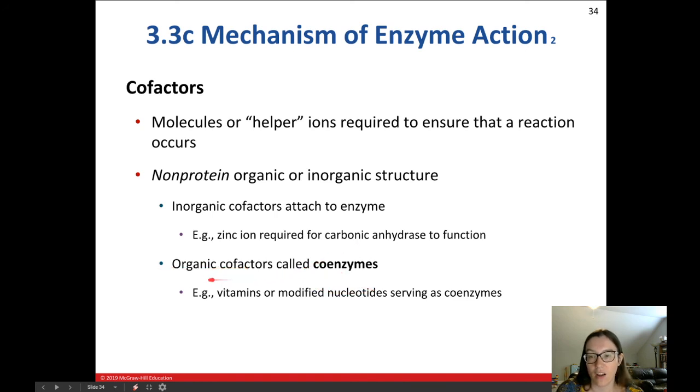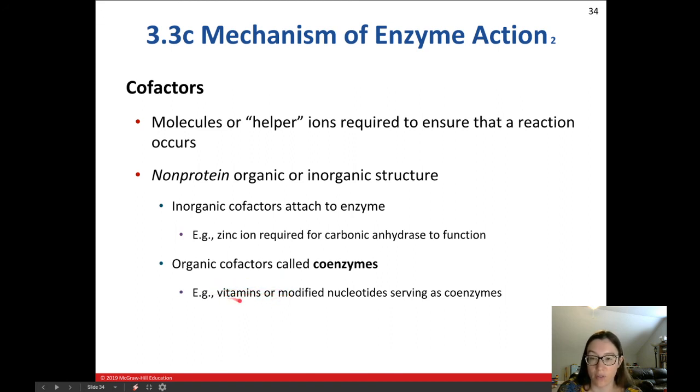Now, if our cofactor is organic, so if it has a carbon and a hydrogen, we call it a coenzyme instead. A lot of these coenzymes are vitamins. B vitamins are really common and very important coenzymes. Sometimes they're modified nucleotides that can serve as coenzymes. These coenzymes, like NAD, need to be present in order for the enzyme to work.